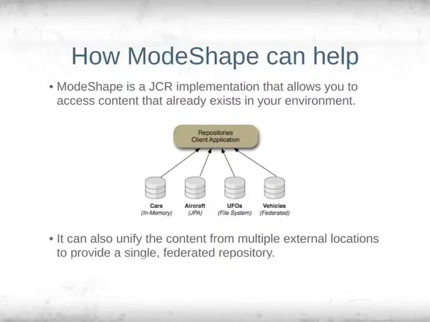With JackRabbit, you can assign different persistence managers to different workspaces, and it's a similar concept here with the connectors. It's just that each connector represents a repository, not a workspace. So it opens up more options. What we needed to do was work with the Magnolia community to basically swap out JackRabbit for ModeShape.